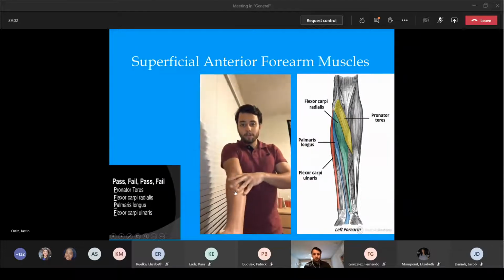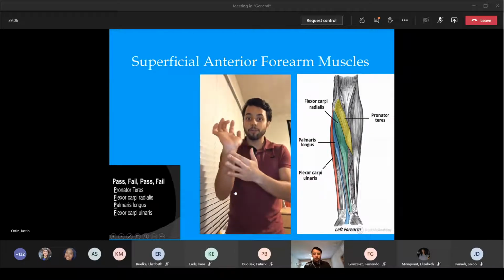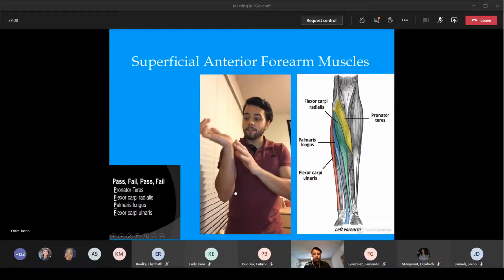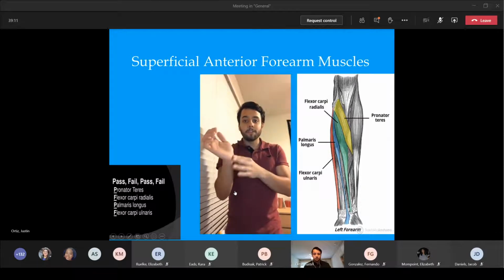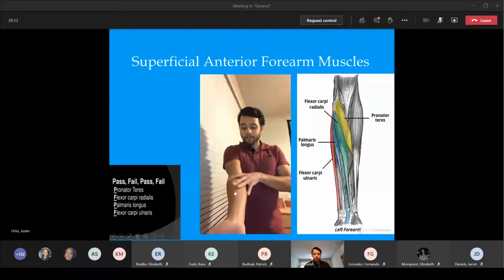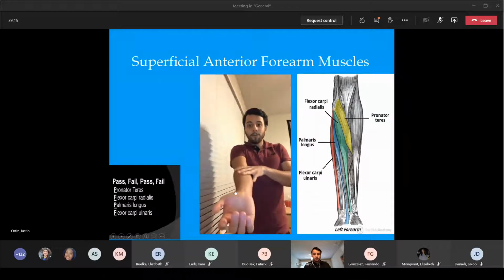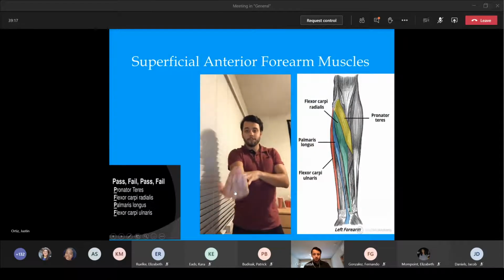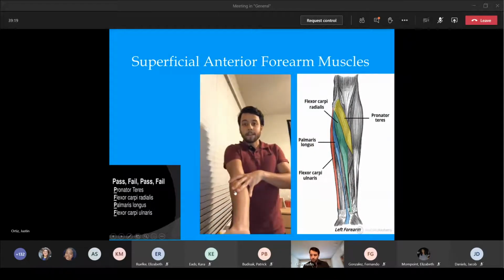Your palmaris longus goes from your medial epicondyle of your humerus all the way to your palmar aponeurosis, which is located right here. So your palmaris longus doesn't pass your wrist. Since it doesn't pass your wrist, your palmaris longus is only going to assist with flexion of your wrist, right? So just flexion. And then the last one is going to be fail, right? So pass, fail, pass, fail.